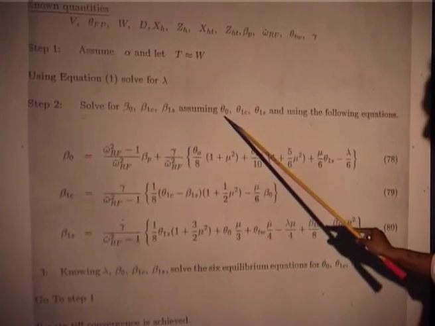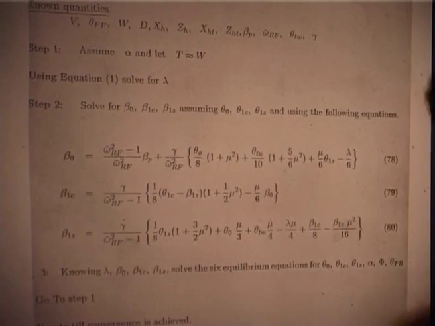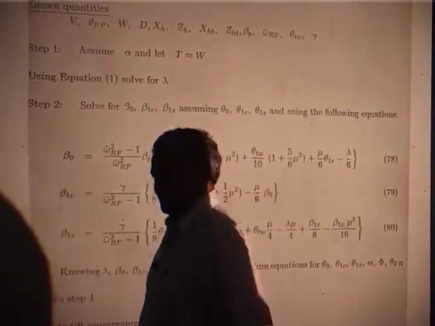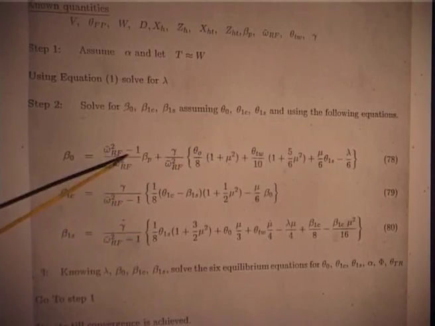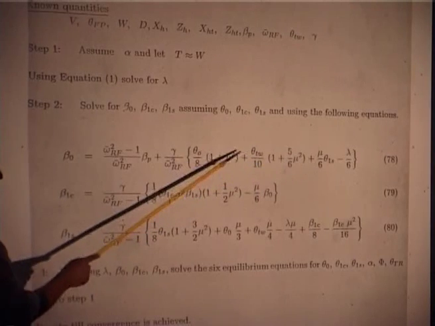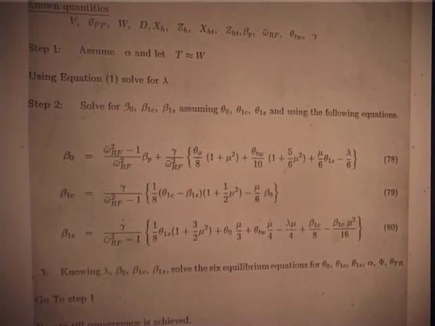assuming theta naught, theta 1c, theta 1s. Please understand, you have to assume something. Now, how do we assume? This is from the previous flight condition. That is why you take the hover case and solve for that first, because hover is easy to converge. Assume these values, then substitute here, because this requires lambda and theta twist, everything. You will get beta naught, beta 1c, beta 1s. Now, I have lambda, I have all these quantities.